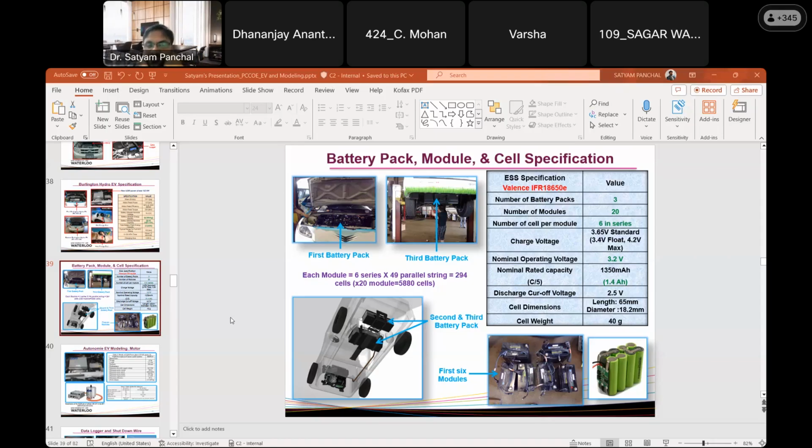Satyam sir, I have one question. Sure. You have shown most of these slides, and in battery cooling, you have used different coolants, but I found nowhere you have mentioned the nanofluids.